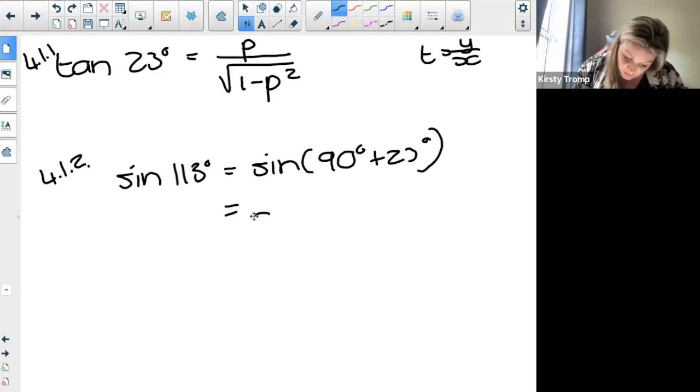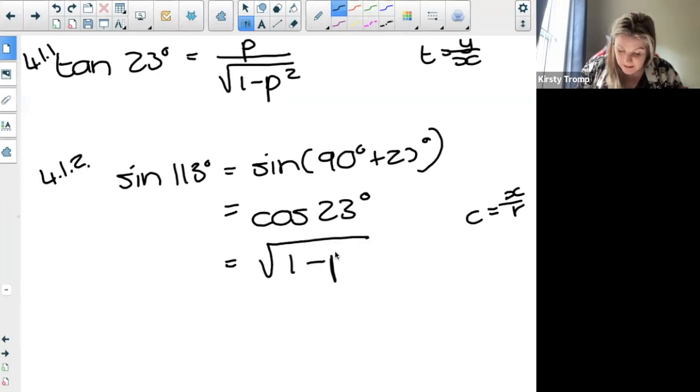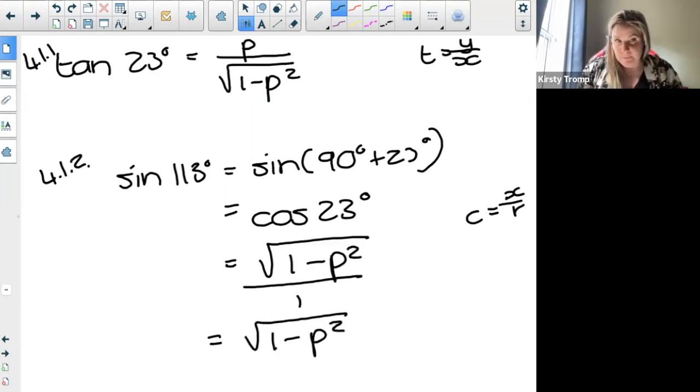Cos, thank you. It's going to become cos of 23 degrees. And what do we know about cos? Shade your rear, cos x rays. x was the square root of 1 minus p squared over 1, which is the same thing as saying the square root of 1 minus p squared.